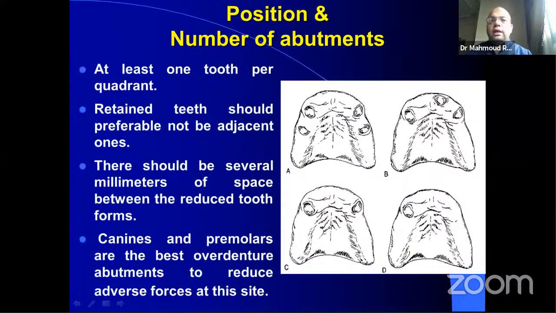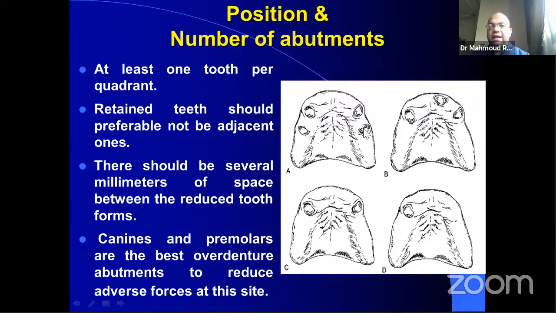Okay, we continue talking about position and number of abutments. As we see here, at least 1 tooth per quadrant, as we said before. Retained teeth should preferably not be adjacent together, because they will predominantly compromise each other. There should be several millimeters of space between the reduced tooth forms like this.